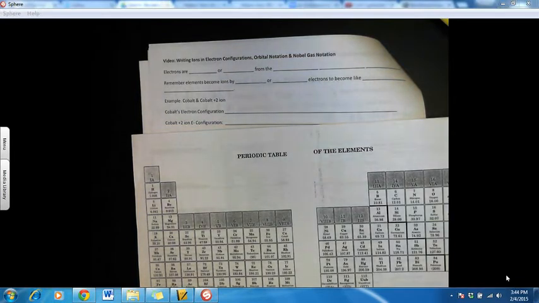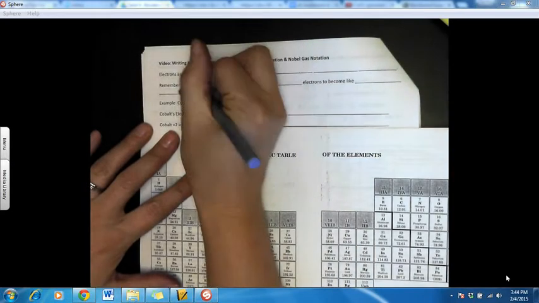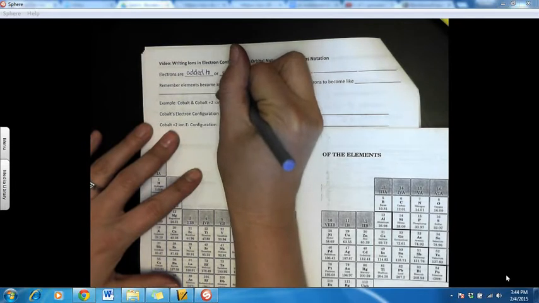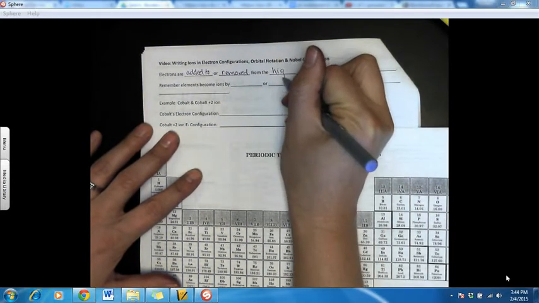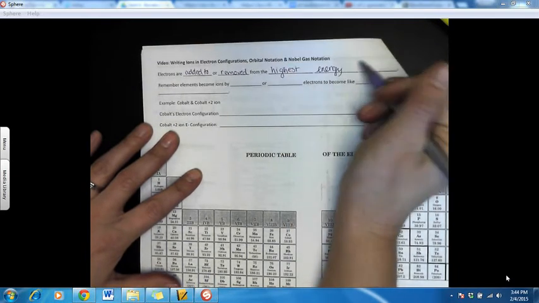This video is on writing ions in electron configurations, orbital notation, and noble gas notation. So electrons are added to or removed from the highest energy orbital.